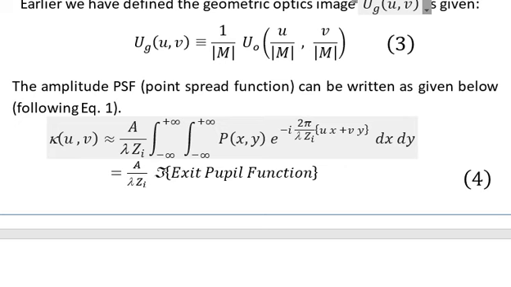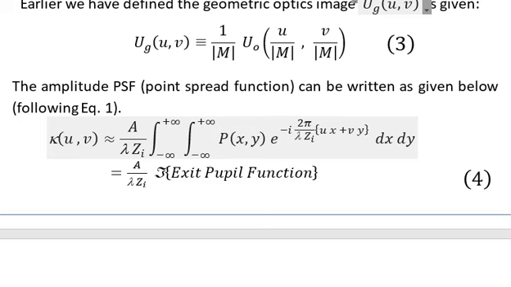And you know that if on the left hand side you change the arguments of kappa to u minus zeta inverted, then on the right hand side in the exponent u will also be replaced by u minus zeta inverted. And if you replace v by v minus eta inverted, this will also take place on the exponential side. So now this integral can be written as a over lambda zi into the Fourier transform of the exit pupil function.